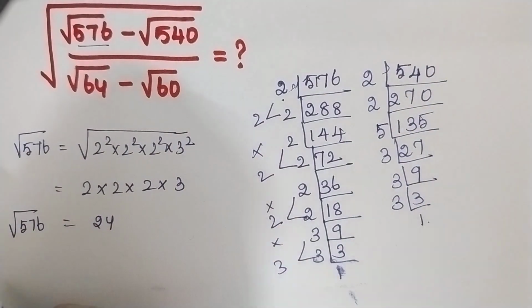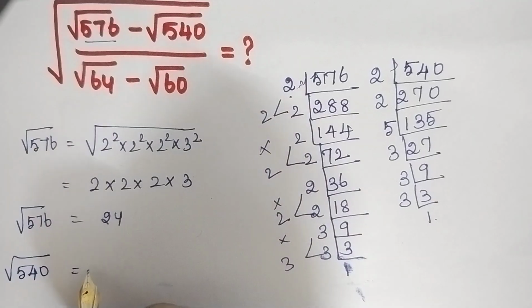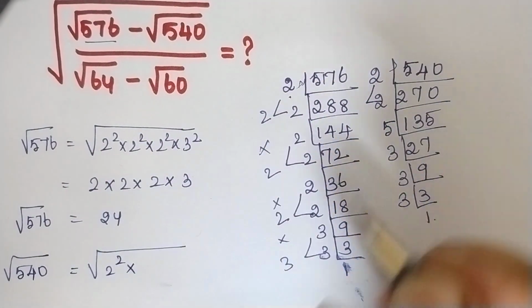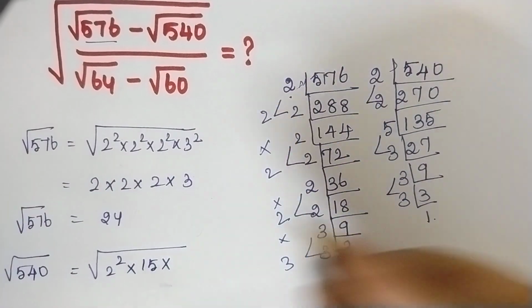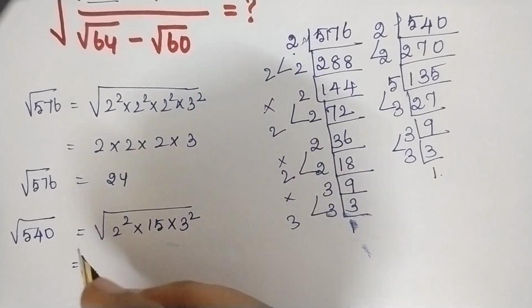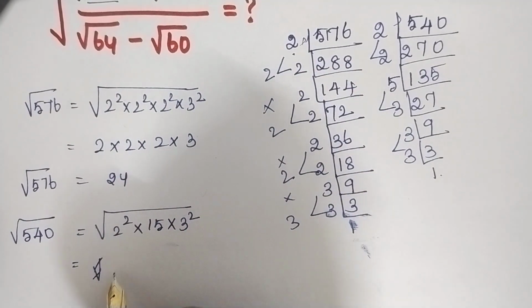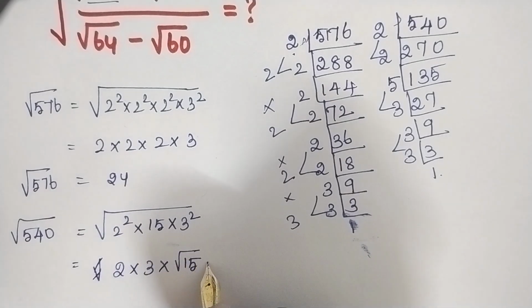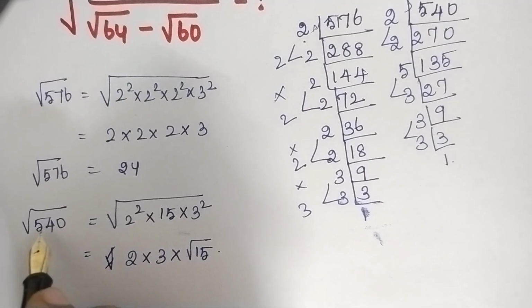So now root 540 is equal to root of 2 square multiplied by 15 multiplied by 3 square. Which is equal to, just skip the root, therefore 2 into 3 into root 15. This is the equivalent for root 540.